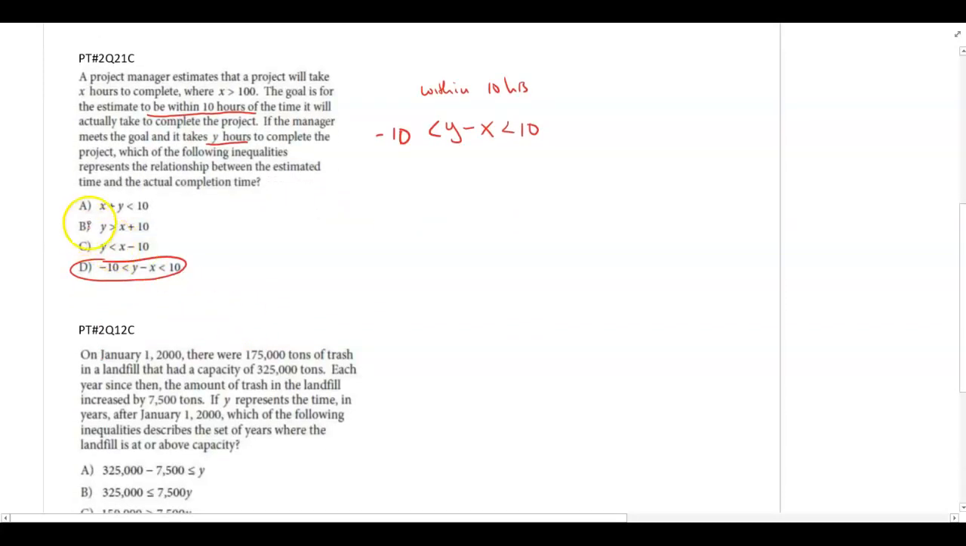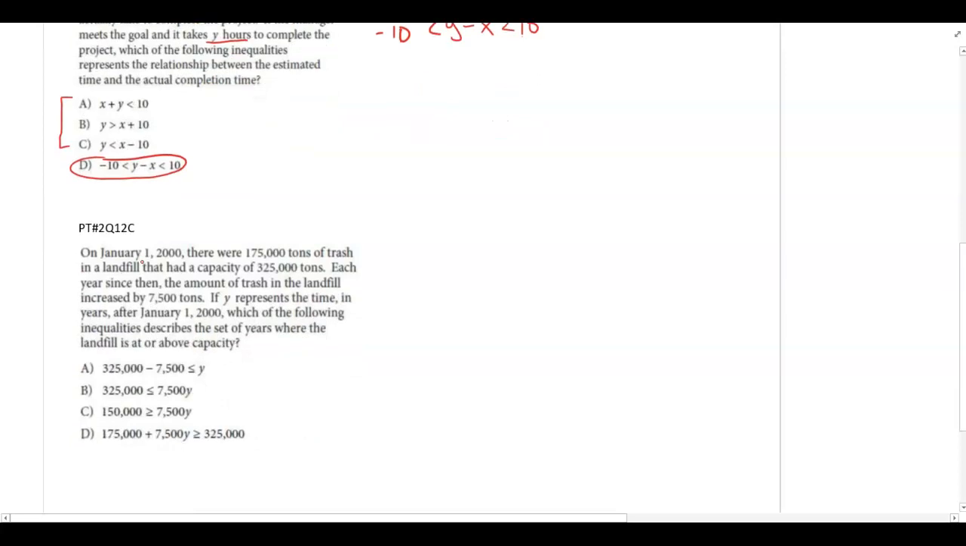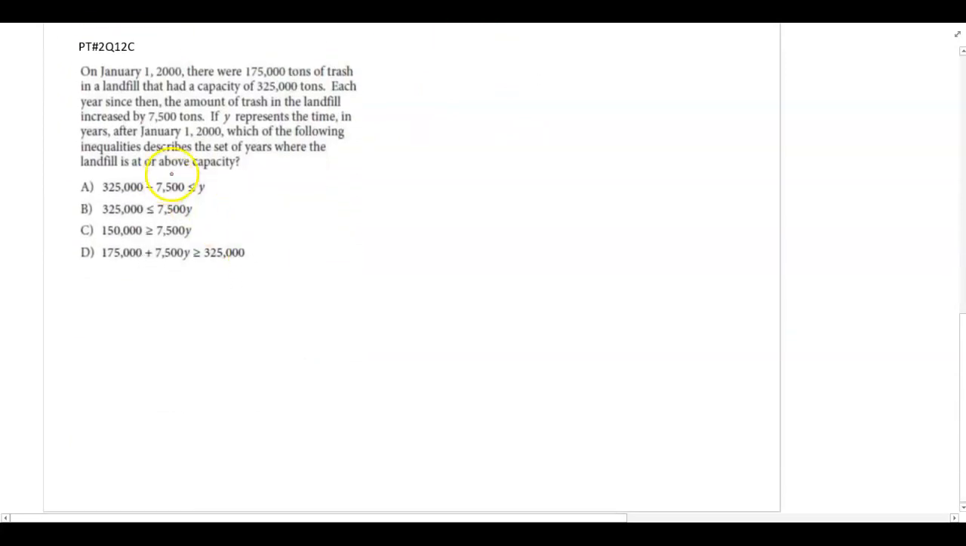Now, some of these don't make sense. That one only tells you it's going to be less than 10 hours, or greater than 10 hours. But you have to remember it's got to be between or within, which tells you it's a compound inequality. Okay, the next one.